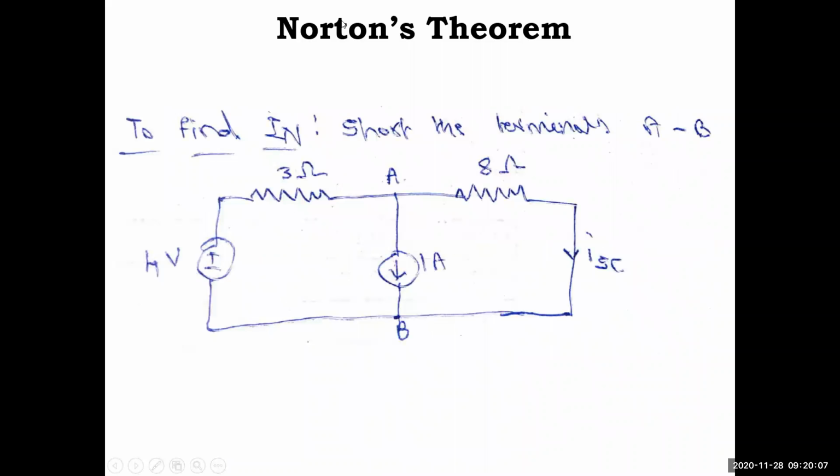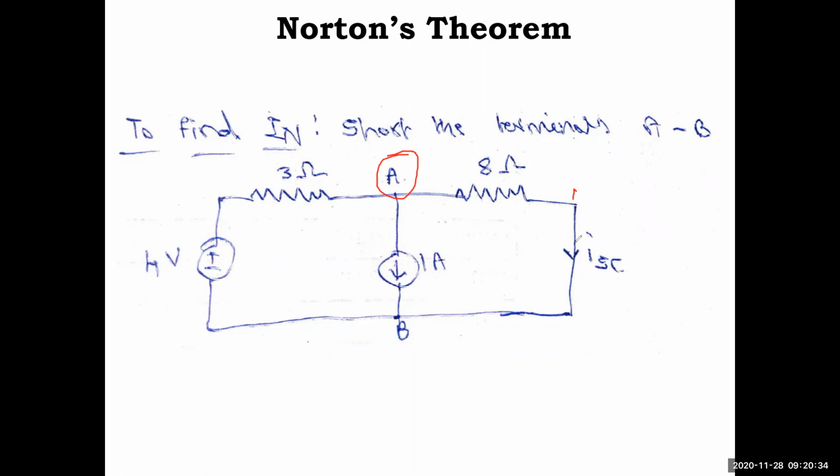The first step to find IN is to short the terminals AB for that circuit. Here AB is shown shorted, because it is at the same potential, I can apply node analysis. I'm using the node analysis technique here. So first I should find the node voltage, and then I have to find the short circuit current.